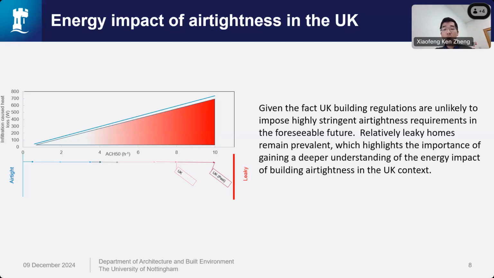So that said, it's not all pessimistic. In the past 5 to 10 years, newly built homes in the UK have been built to 4 to 5 air changes per hour at 50 Pascal. The mean air change rate at 50 Pascal of existing homes in the UK is in the range of 8 to 10.